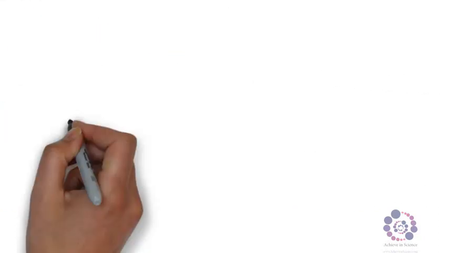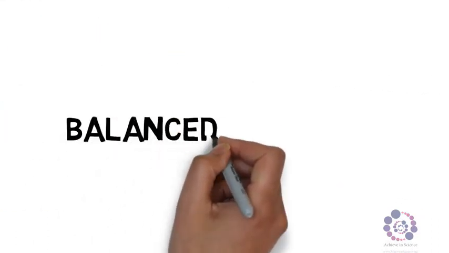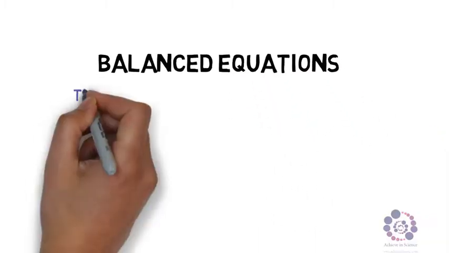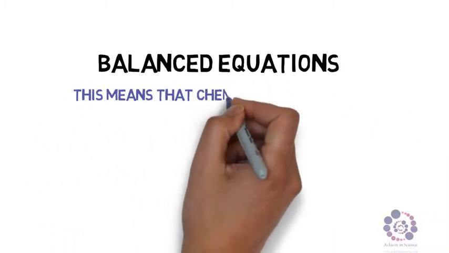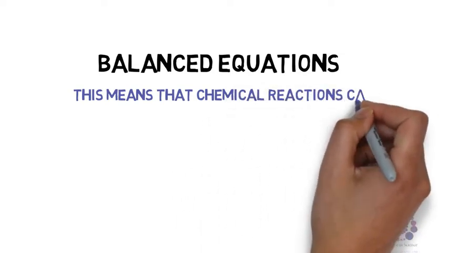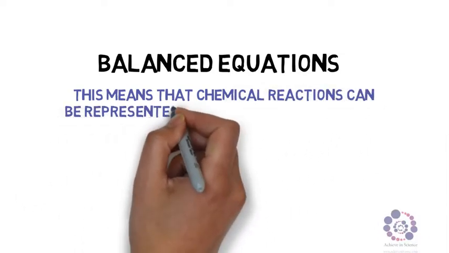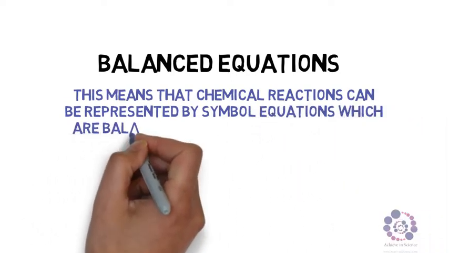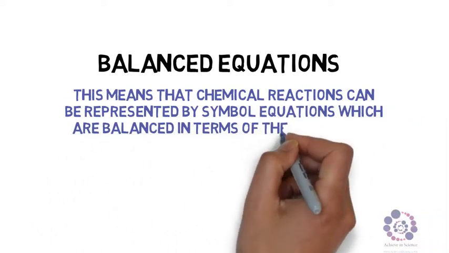We therefore use balanced equations. This means that chemical reactions can be represented by symbol equations, which are balanced. They're balanced in terms of the number of atoms of each element involved on both sides of the equation, therefore the reactants and the products.